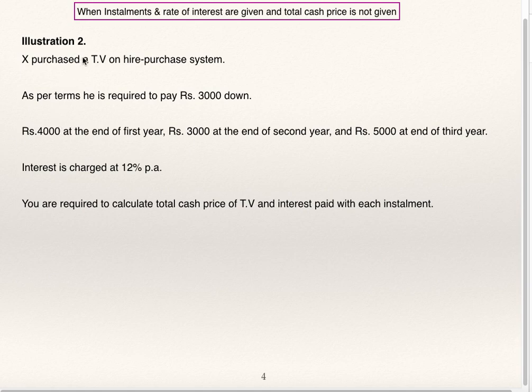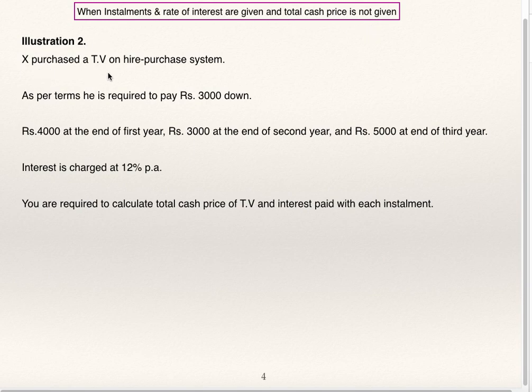Now we'll go to second illustration when installments and rate of interest are given and total cash price is not given. See, interest is always to be calculated on outstanding cash price. That is, from cash price, deduct down payment, and on outstanding cash price, calculate interest. But if cash price is only missing, it is not given, then how to calculate interest, that we'll see in this illustration.